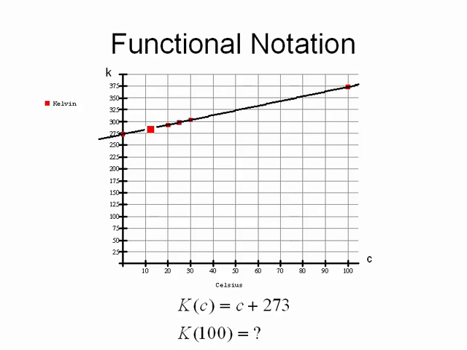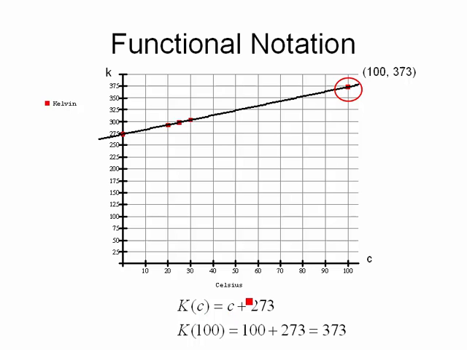Now, what happens if I go ahead and put 100 in? So now I'm corresponding with C, a value of 100. So I need to do the same thing in the formula. So I get 100 plus 273 is 373. So an input of 100 gives me 373. And up here on the graph, you see a point at 100, 373. So there's the input, there's the output.